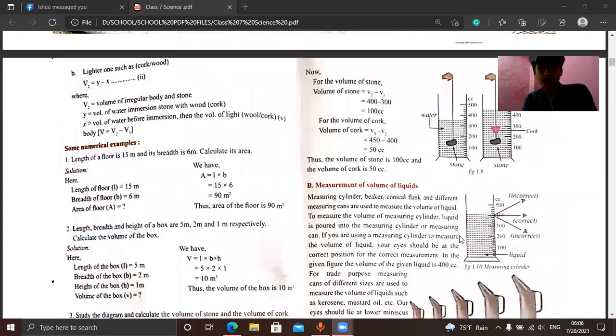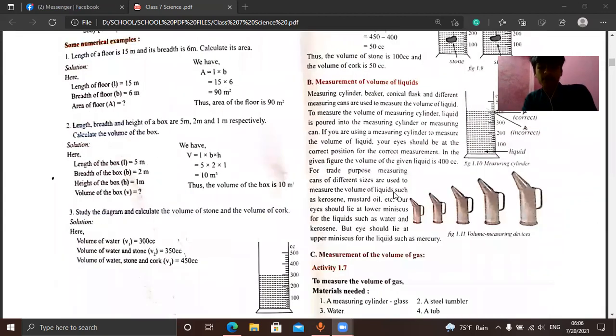Now today we are going to do the measurement of volume of liquid. We will measure the volume of liquid by a method. Right? It will be the same. So we'll use a cylindrical tank. If we have to measure the volume of the liquid, we'll use the cylindrical tank.